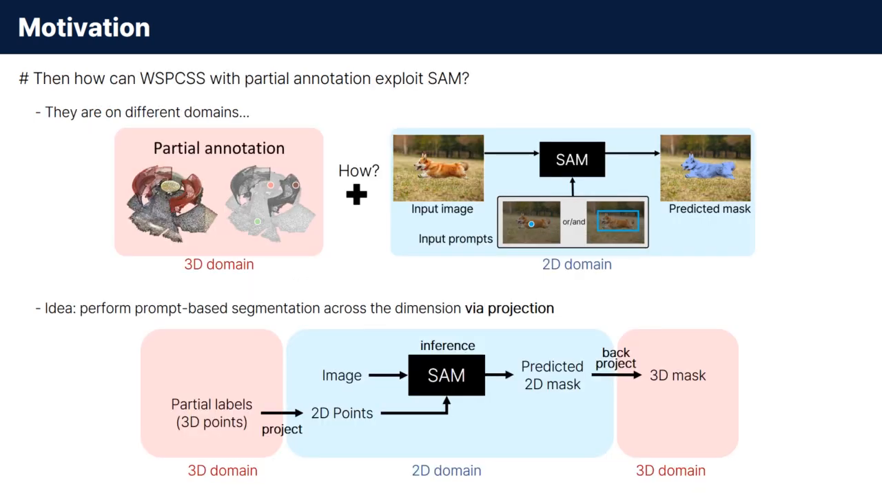However, our goal is weakly supervised point cloud semantic segmentation on the 3D domain, unlike the SAM on the 2D domain. To handle this gap, we use projection as a bridge between the 2D and 3D domains.